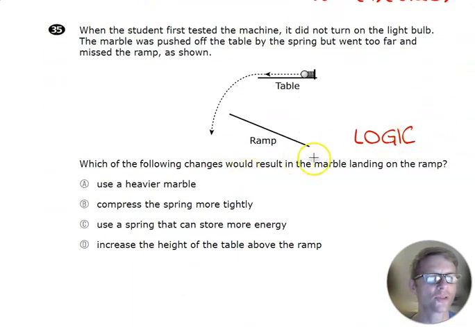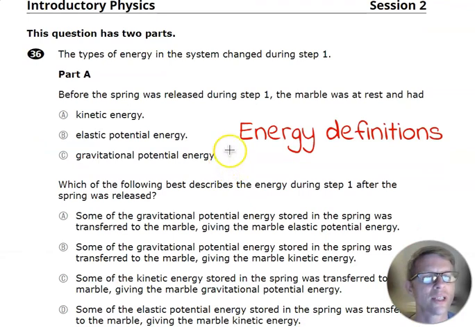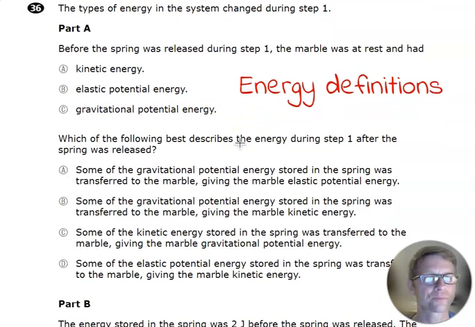This one, just use some logic, and there's only one that makes sense. If we compress the spring more tightly, for example, that's just going to launch the marble even farther, which we don't want. Got to know your energy definitions, and then you know that before the spring was released, that had elastic potential energy stored up in it.